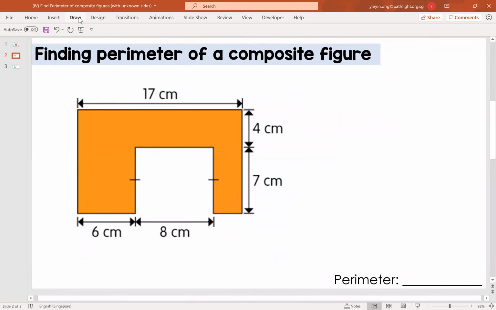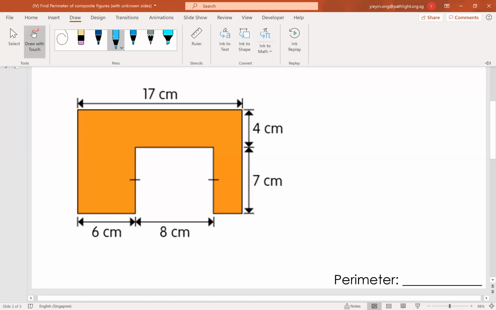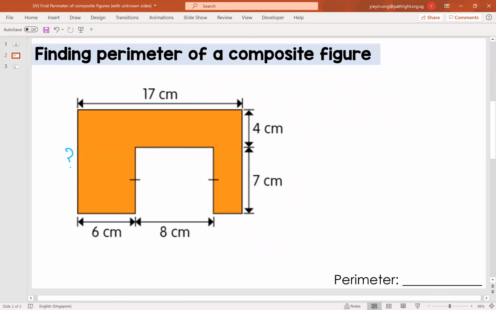Okay? So let's take a look at one example. In this example, we can see that some parts are labeled, but some parts are unknown. So we can write down question mark for the unknown parts. 1 question mark, 2 question mark, 3 question mark, 4 question mark, and 5 question mark.